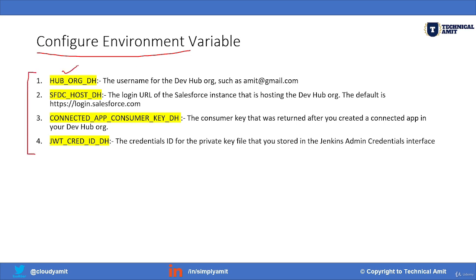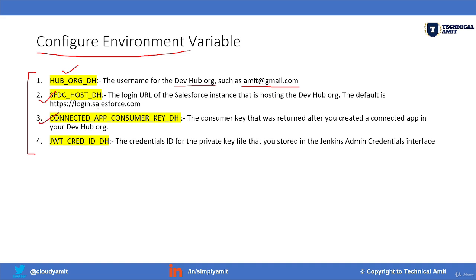One is dev.org.dh. This is basically going to contain the username of our Salesforce environment. It can be your dev org, or a sandbox, or any other org which we are going to use inside our Jenkins pipeline. Then there is the SFDX host DH, which is the URL. It can be login.salesforce.com, test.salesforce.com, or any custom URL if you have My Domain enabled.